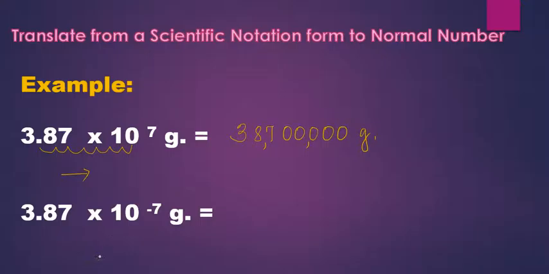This number has a negative exponent, so I should end up with a very small number. So I should now be going to the left. From this point, I'm going to do 1, 2, 3, 4, 5, 6, 7, and the point is in front. So decimal point, 1, 2, 3, 4, 5, 6, 7, 87 gram. So you see, I end up with a very small number.